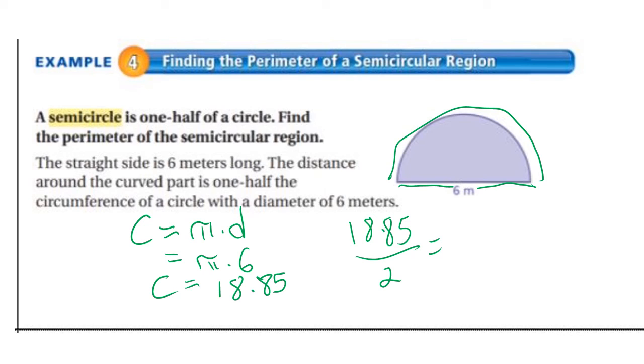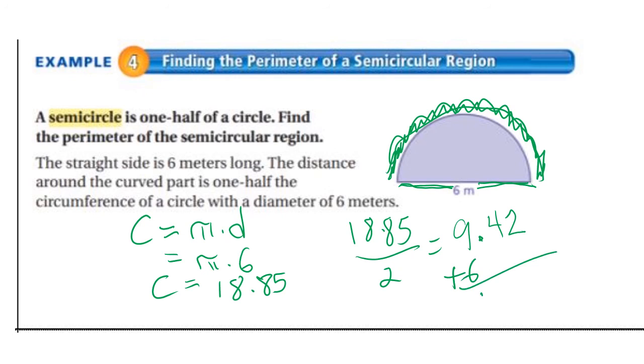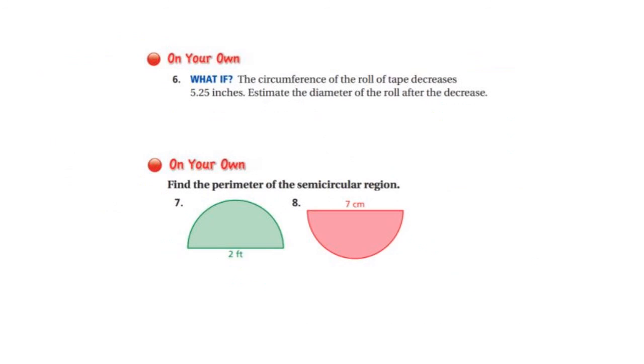Okay, and what I end up with is 9.42. Now that's just this part, around half of the circle. Okay, if we're talking about a true perimeter, we now need to add in this little part too. So we add 6. Okay, so the answer to this problem is the perimeter of that semicircle is 15.42 meters.